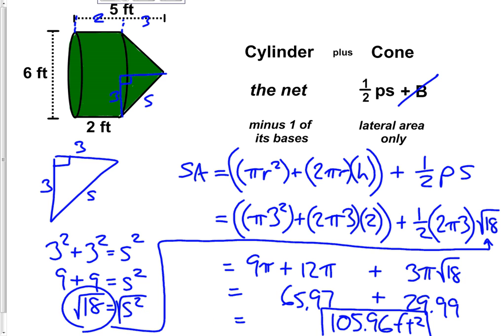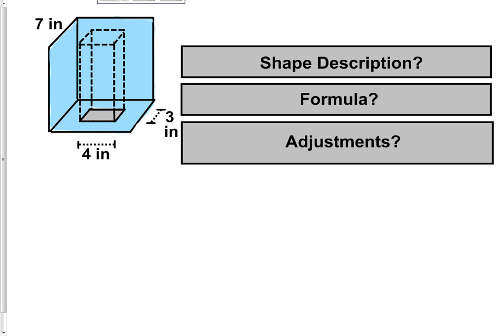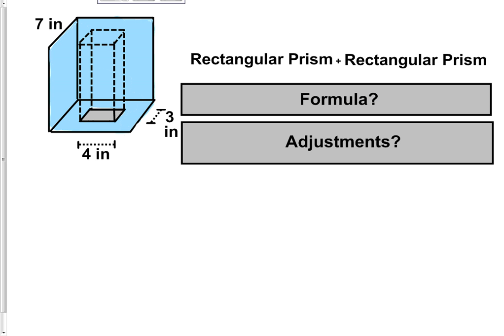Okay, let's look at the next one. Shape description, just as it was before, this is 2 rectangular prisms. Okay, so we say we got 2 rectangular prisms. Based upon the information we are given, we would be left to assume that the large rectangular prism is a cube, since they did not give us any other information.